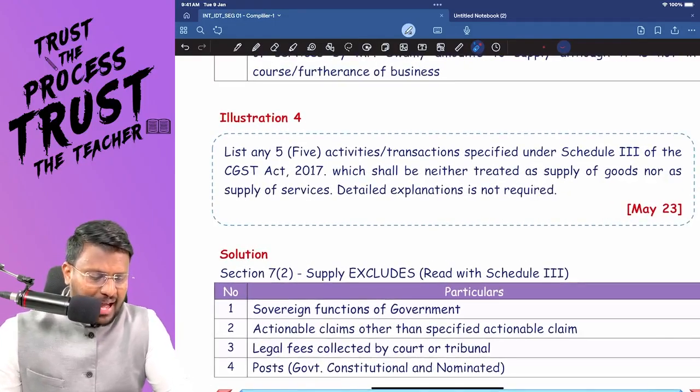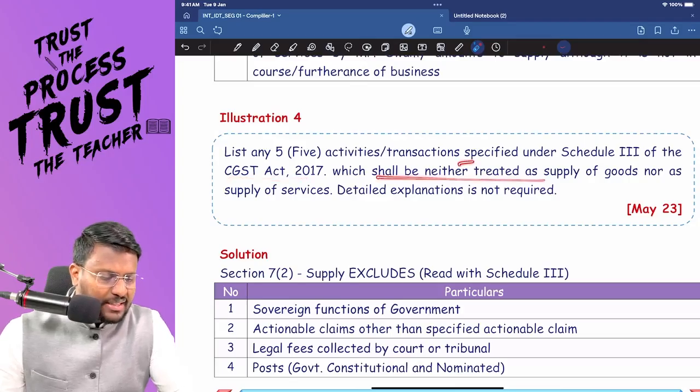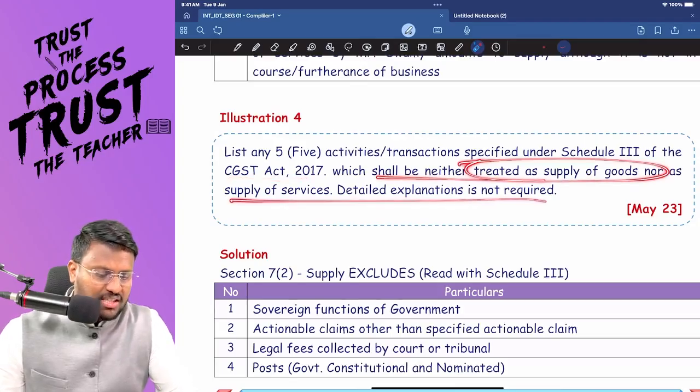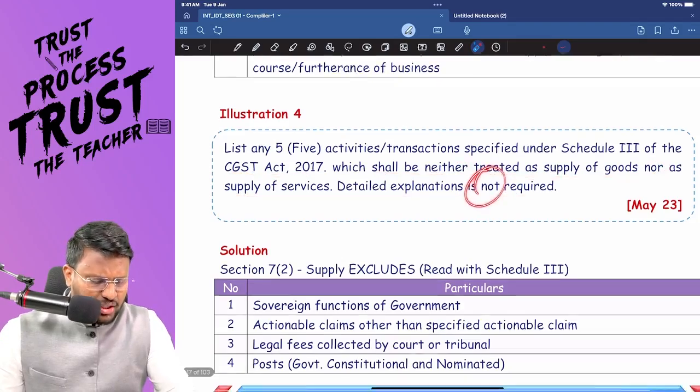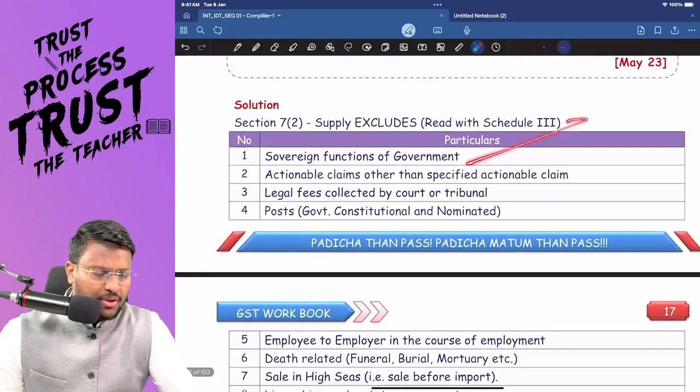List 5 activities or transactions specified in what schedule? Schedule 3 of the CGST Act, which shall be neither treated as supply of goods nor treated as supply of services. Detailed explanation is not required. Section 7(2) supply excludes, read with Schedule 3: sovereign functions of the government.